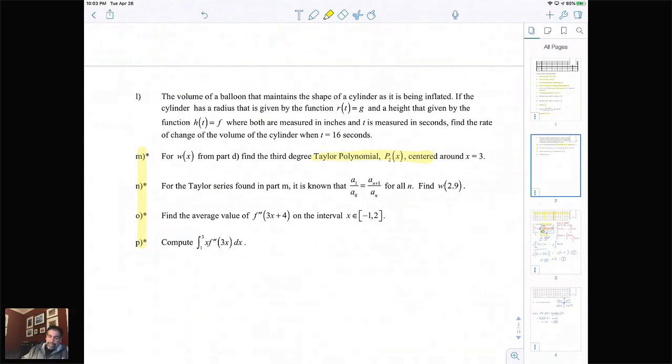And again, M and N are both Taylor series. O is average value, so you have to integrate again. And then P is an integral, but it's an integration by parts problem, okay? So this one question really tests so many different parts of calculus. I'm going to share that with you.